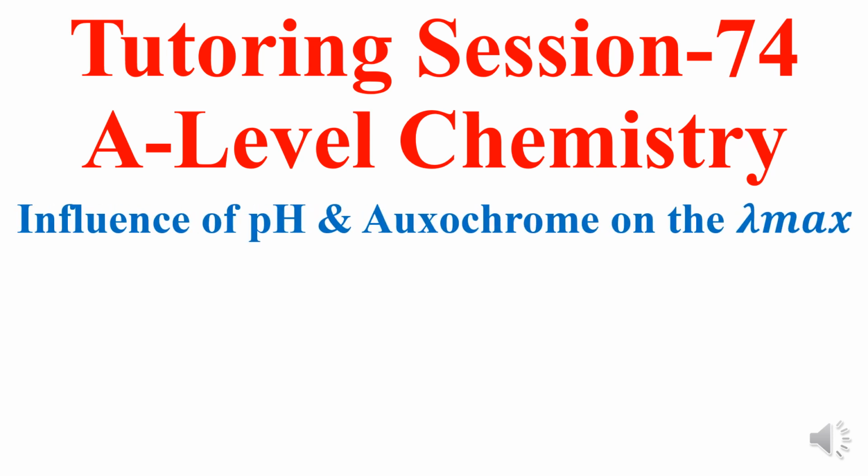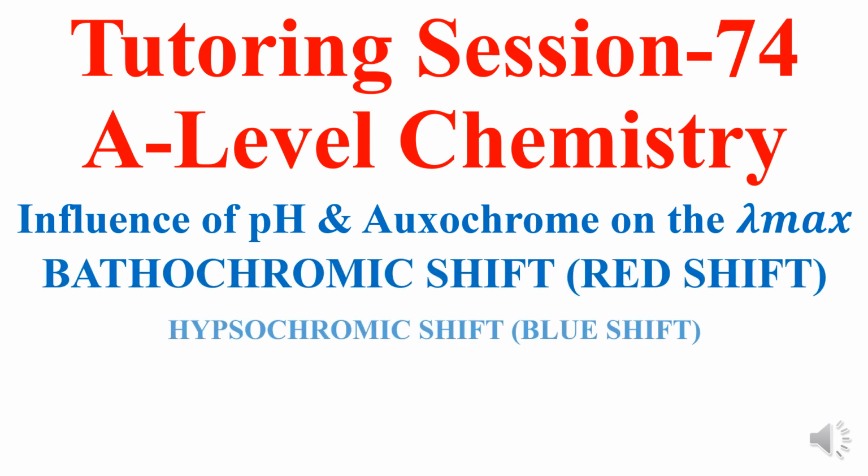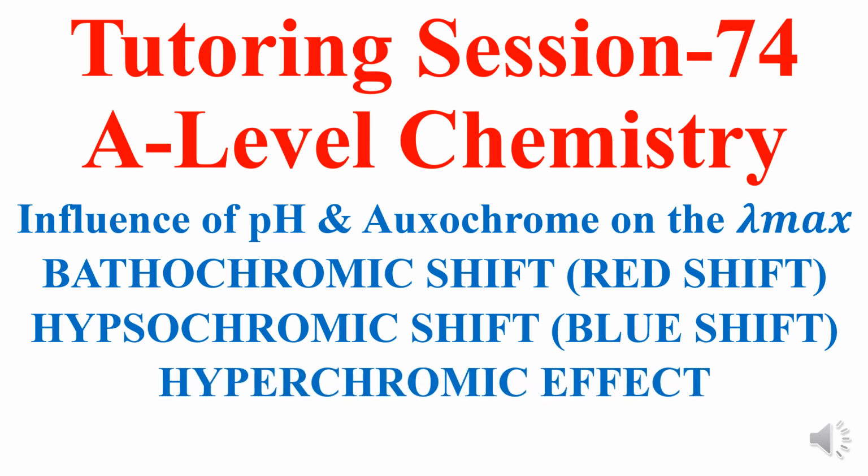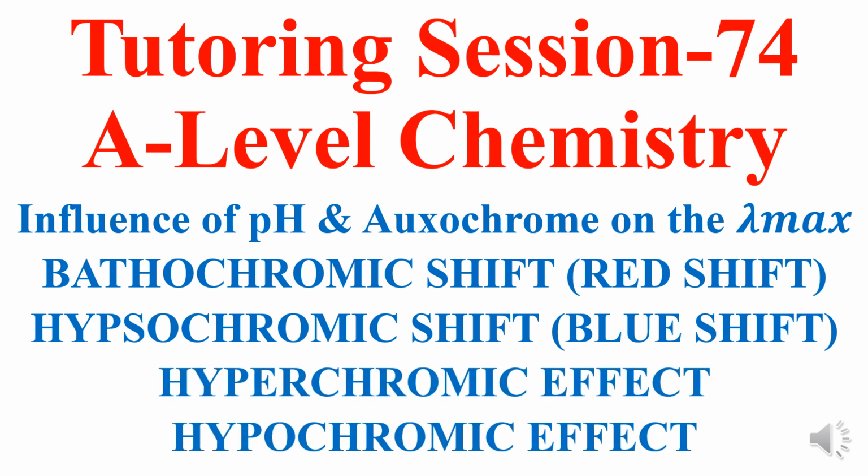In this video, I'll explain the influence of pH and the presence of auxochrome on the lambda max, bathochromic shift, hypsochromic shift, hyperchromic effect, and hypochromic effect. Please take a moment to watch my previous video where I have given a detailed explanation about these 5 important parameters related to UV visible spectroscopy. That is, I have given an explanation about lambda max, bathochromic shift, hypsochromic shift, hyperchromic effect, and hypochromic effect. And this video will provide you with a better understanding of this video content.